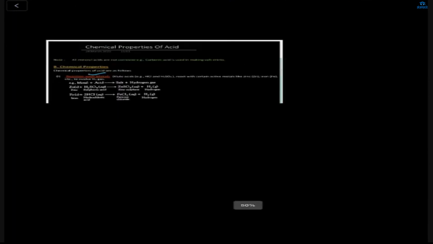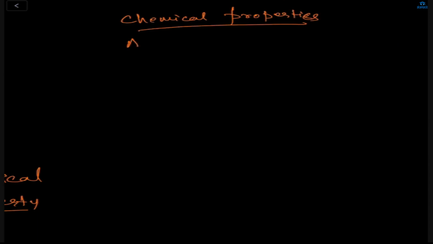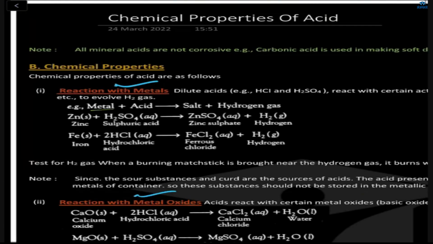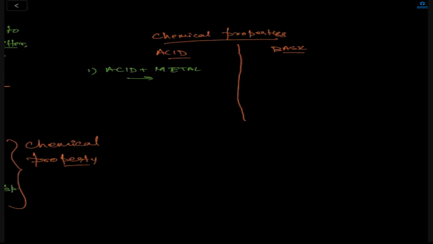Okay, now let us study the chemical properties of acids. First let me write, okay, here, chemical properties. Here it will be for acid and here for base. If acid is reacting with metal, then what will it form? Acid plus metal will form salt plus H2, means hydrogen gas.